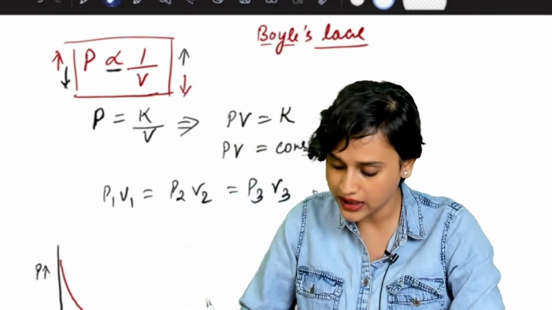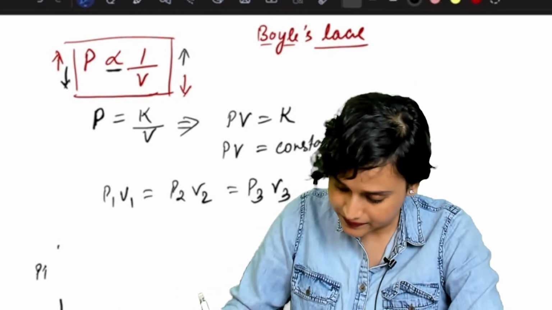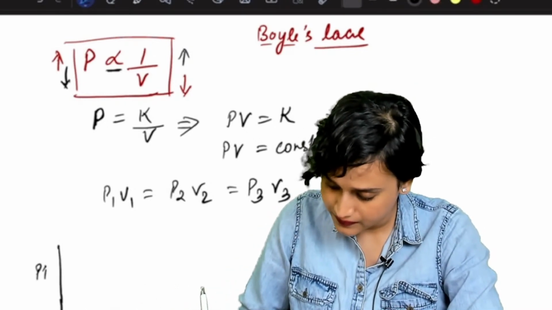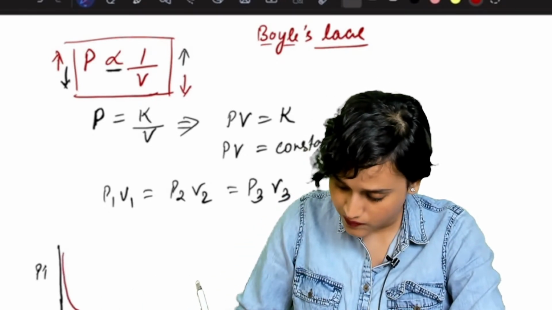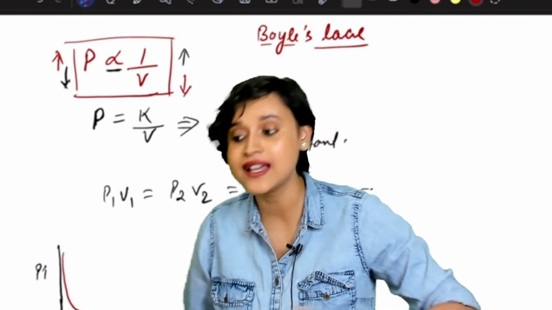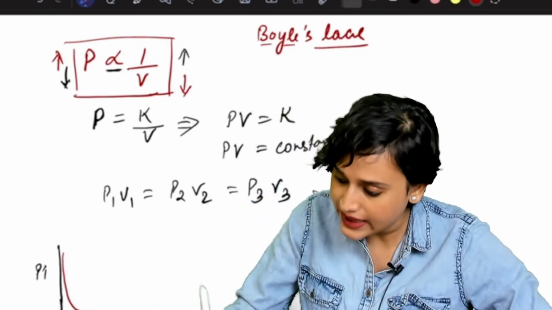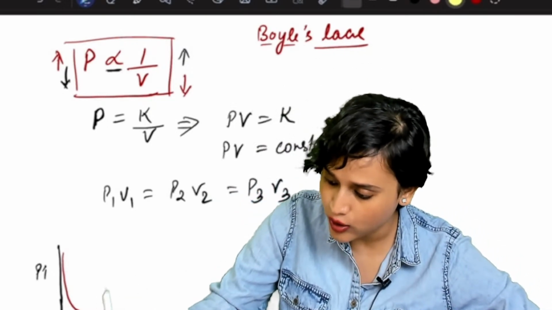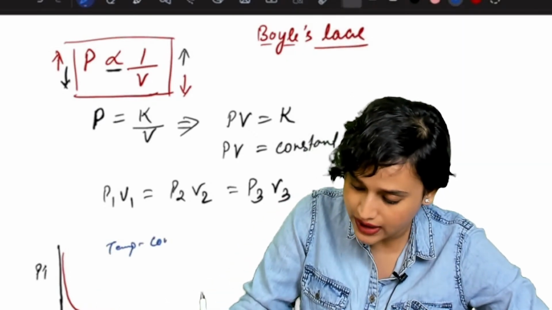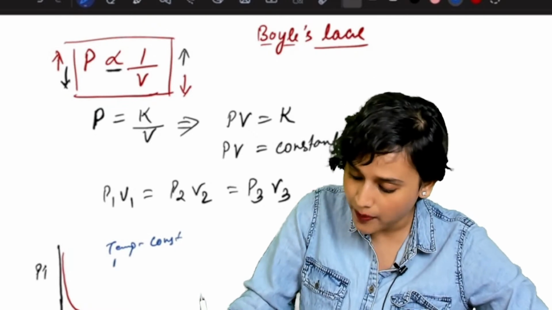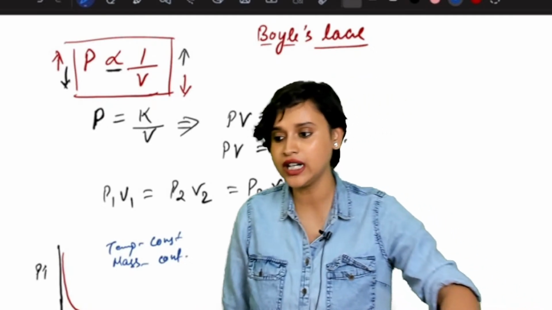What does it mean, everybody? This means that as you are increasing pressure, the volume decreases. And in this case, some time back I told you that temperature will be constant here. And mass will also remain constant. Clear, everybody?